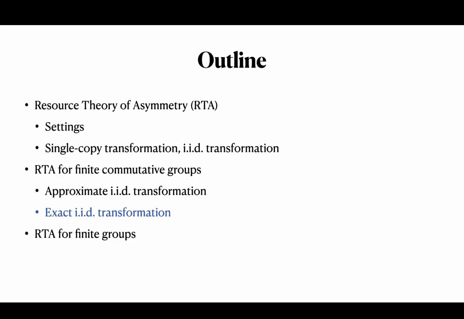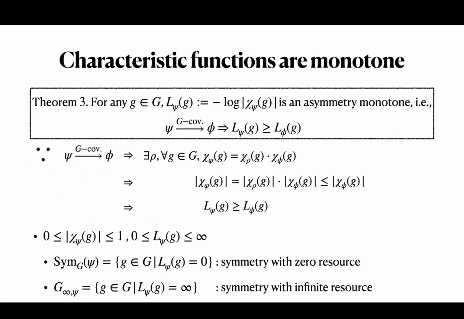So we consider the exact IID transformation. First, we introduce an asymmetry monotone, L. This is minus log of the absolute value of the characteristic function, and actually, this is an asymmetry monotone. Since this characteristic function takes a value between 0 and 1, L takes a value between 0 and infinity.